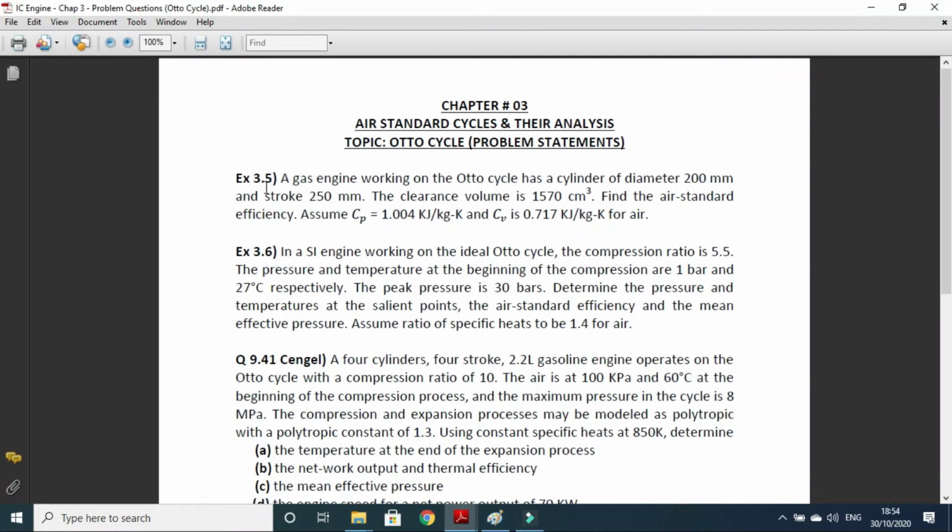Example 3.5 is from the book by Cengel. It is the solved example. A gas engine working on the Otto cycle has a cylinder of diameter 200 millimeters. So D is 0.2 meter, bore is given, and stroke is 250 mm. That is L is 0.25 meter. The clearance volume is 1570 cc, centimeter cube. Find the air standard efficiency. Assume Cp and Cv. The Cp and Cv are given.